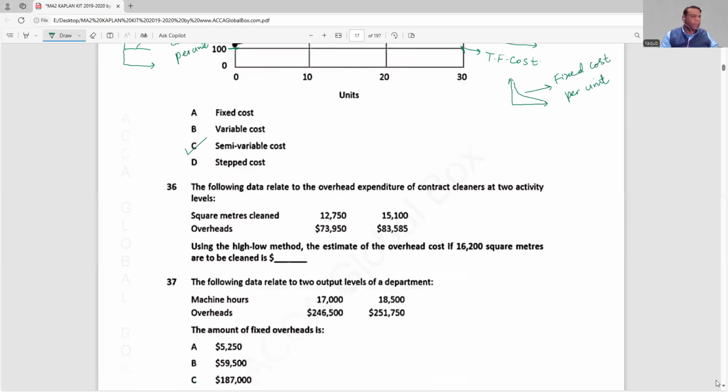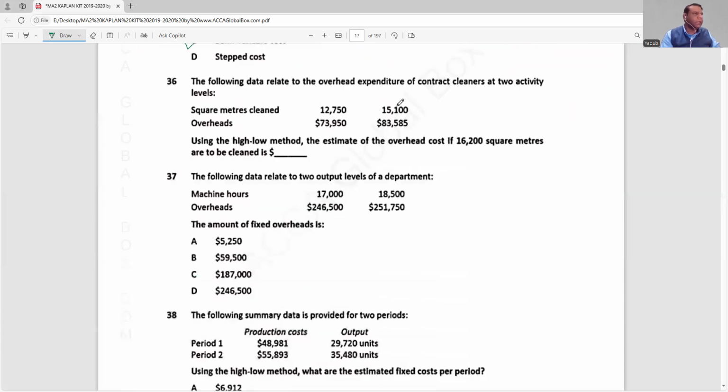Next one is: the following data relates to overhead expenditure of contract cleaners at two activity levels. First one is 12,750 and the second one is 15,100. So this activity level is highest and this activity level is lowest. Using the high-low method, estimate the overhead cost if 16,200 square meters are to be cleaned, in dollars. So we will use the high-low method to calculate the total overheads of 16,200 square meters.